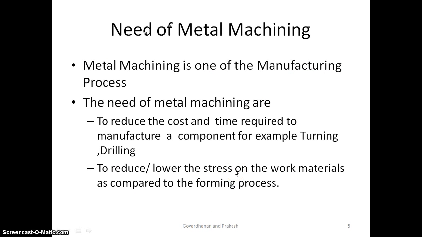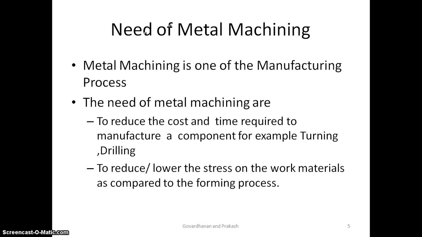The need of metal machining now. To reduce the cost and time required to manufacture a component. For example, if you want to reduce a diameter for a particular distance, if you go by metal casting, it needs a higher investment on the templates or patterns for making the complicated shape.